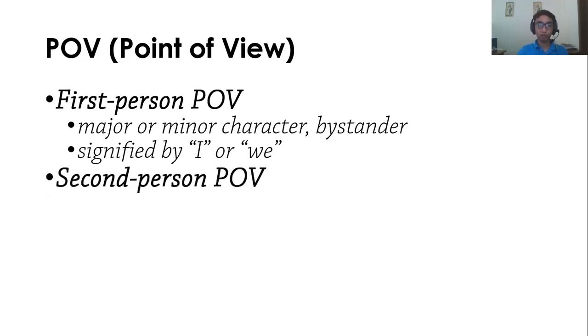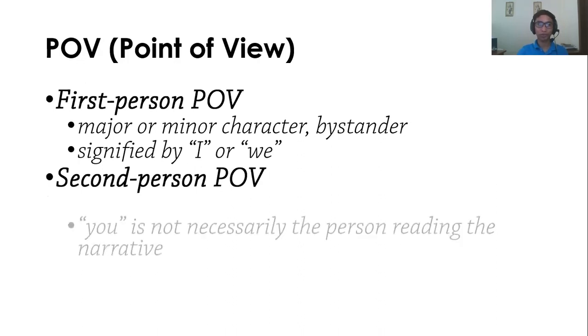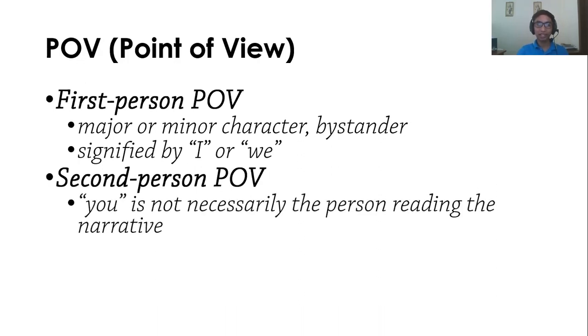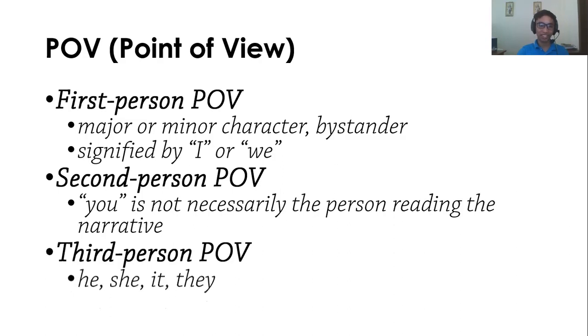The second one is obviously second person point of view. This is signified by the use of the pronoun you, and it is not necessarily the person reading the narrative. Of course, you are not the one, so it is in the part of the one who wrote that particular narrative. Then the third one is obviously the third person point of view. We use the pronoun he for male, she for female, it for things, and they for plural form.